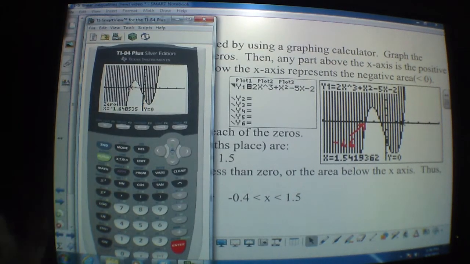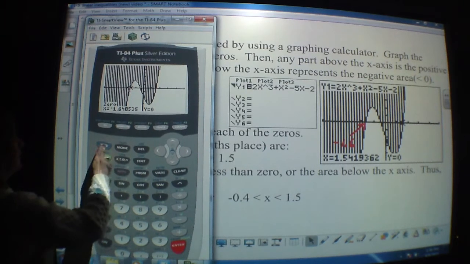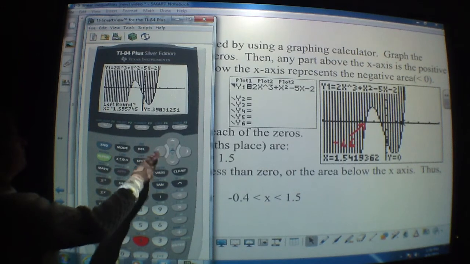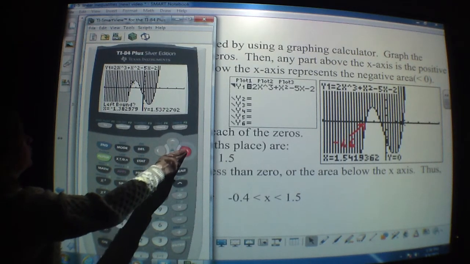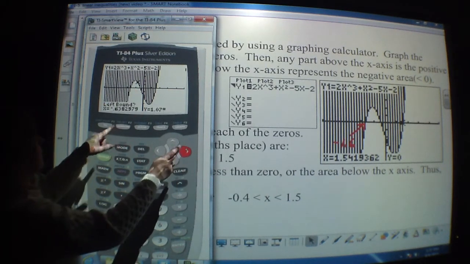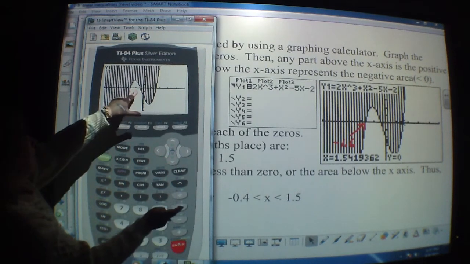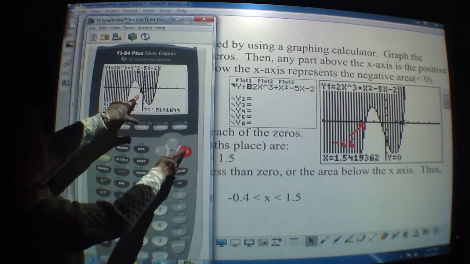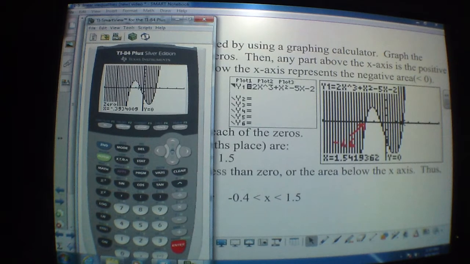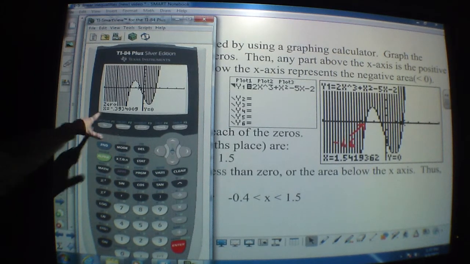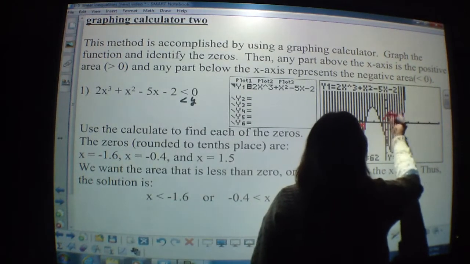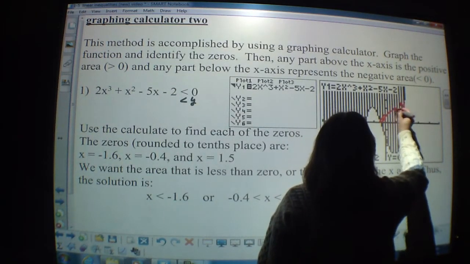Let's find this 0 right there. So I'm going to calculate again. A 0. Left bound. So go left of that 0. Because it has 3 zeros here, so it wants to know which 0 I want to find. And now I'm going to go to right of that 0. Right bound. Enter. And enter again. And that tells me that it's about -0.4. So this point right here is about -0.4.